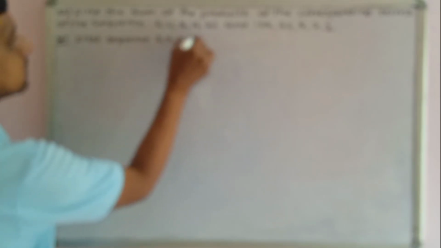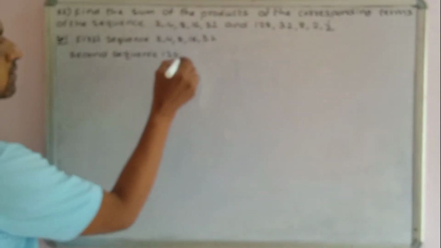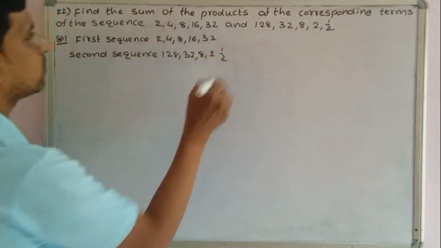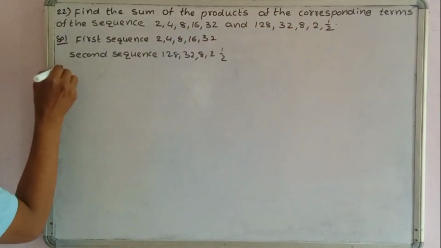First sequence. Here what is the first sequence? Given, the first sequence equals 2, 4, 8, 16, 32. Second sequence is 128, 32, 8, 2, half. Okay. Product of corresponding terms. See the next point.